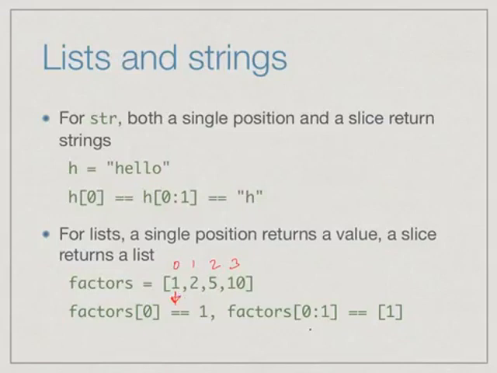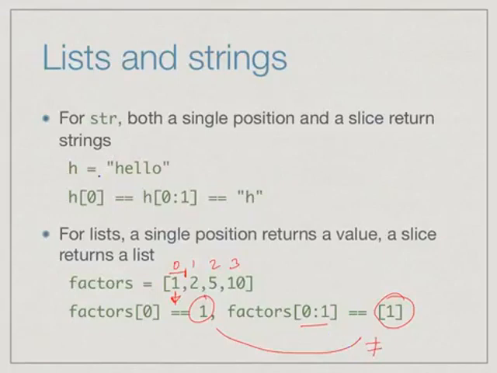On the other hand, if we take the slice from 0 up to and not including 1, then we get the sublist of factors of length 1 containing the value 1. So factors[0] is 1, and factors[0:1], the slice, is also 1, but here we have a single value and here we have a list, and therefore these two things are not equal to each other.